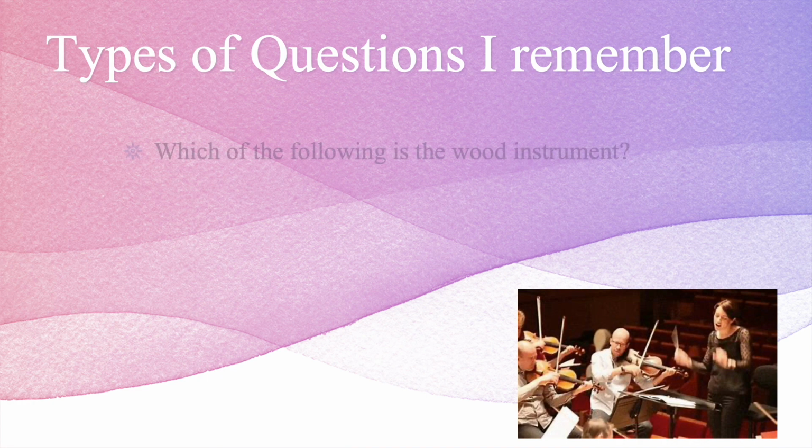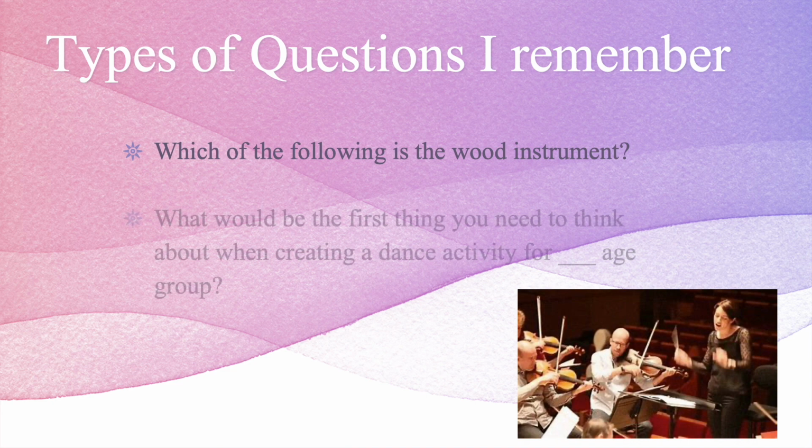The question I struggled with the most was where it asked me which of the following is the wood instrument. For this one, you would have to think about the original material that it was made with. Another question was, what would be the first thing you would have to think about when creating a dance activity for a blank age group? Not only will you have to know how to analyze music, but also how to integrate dance to music for the appropriate age group. So it was the hardest for me.